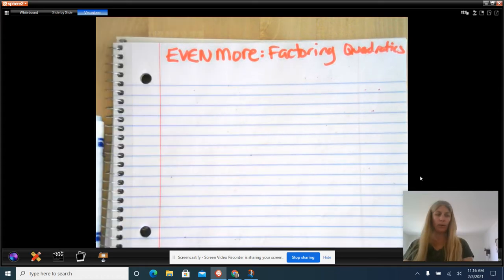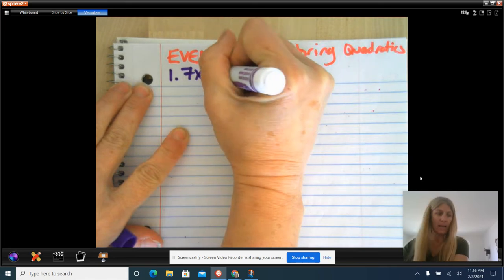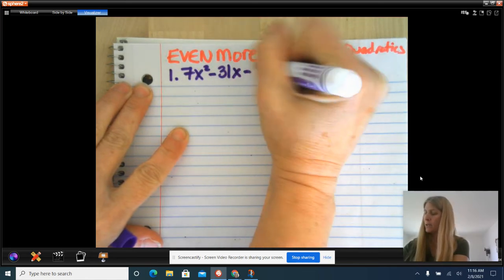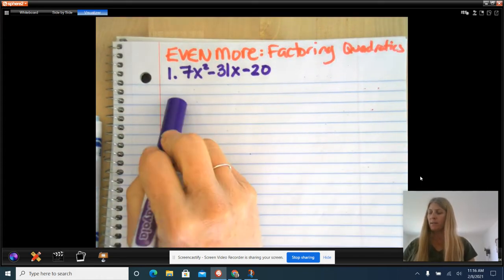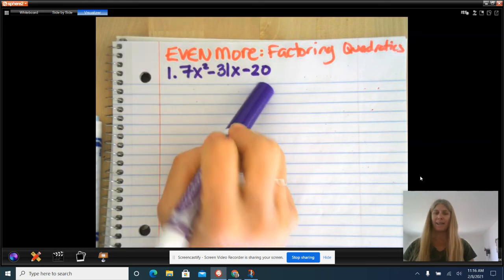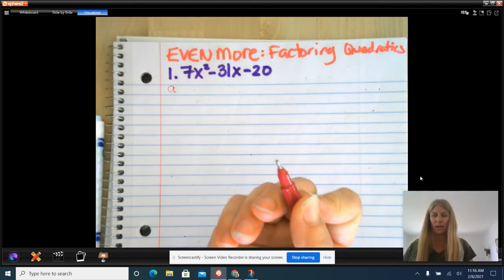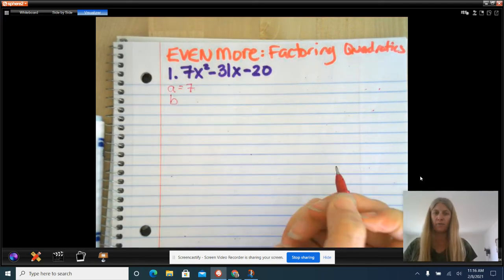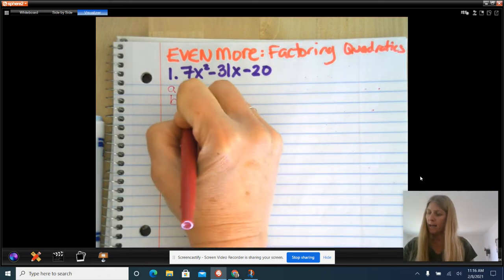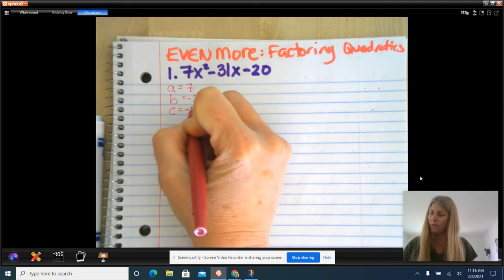So our first example is 7x squared minus 31x minus 20. Those are pretty big numbers. So I start and see, hey, 7's my smallest. Can I have that go evenly into 31 or 20? I need both, and it doesn't. So I know that I need to just start jumping in and doing the work, probably using a calculator as my numbers get bigger. So A is 7, my coefficient in front of my x squared. My B is negative 31, my coefficient in front of my x, and my C is negative 20.